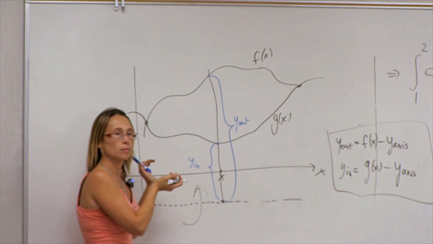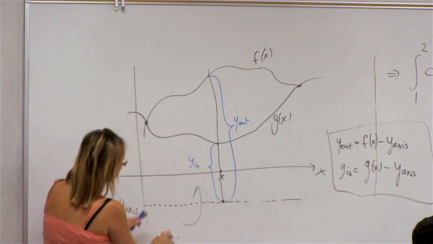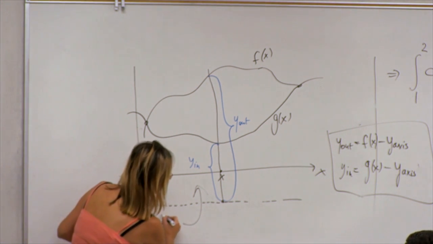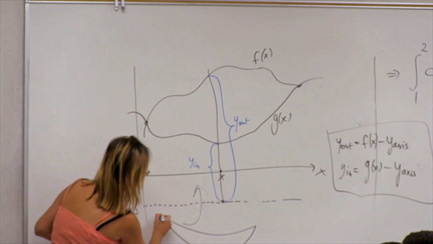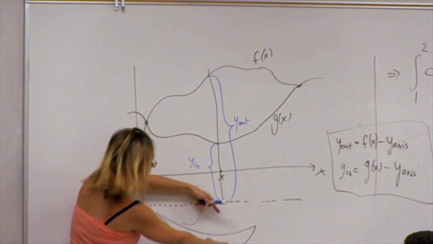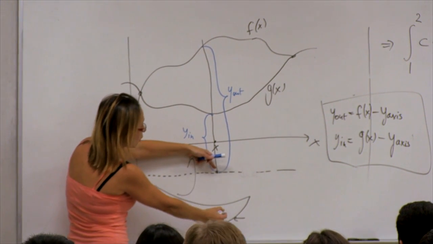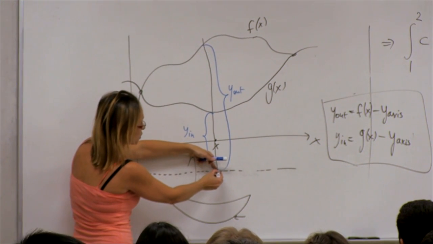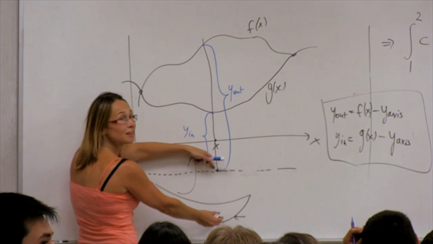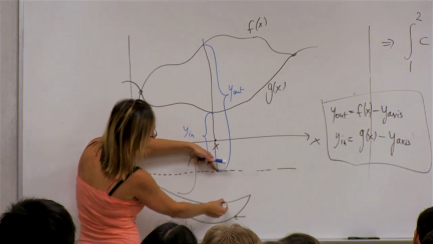Even if we're rotating about y equals -1 and the functions are down in the fourth quadrant, is it still going to be the same? Yes. If the functions are, for instance, like this, the outer radius is the distance between the axis of rotation and the function that's further away. So that's going to be the more negative one. And the y in would be the distance between the axis of rotation and this one.